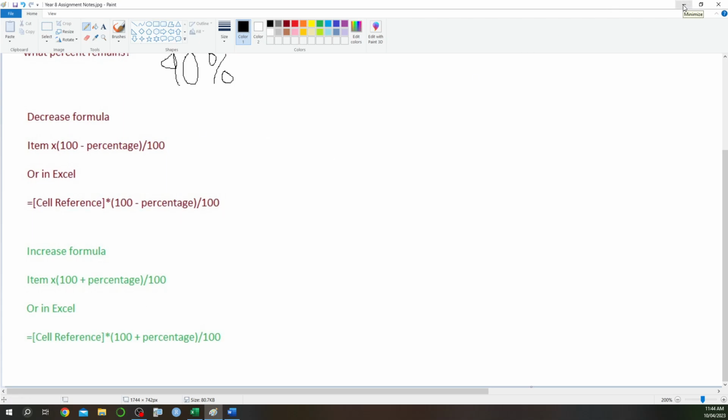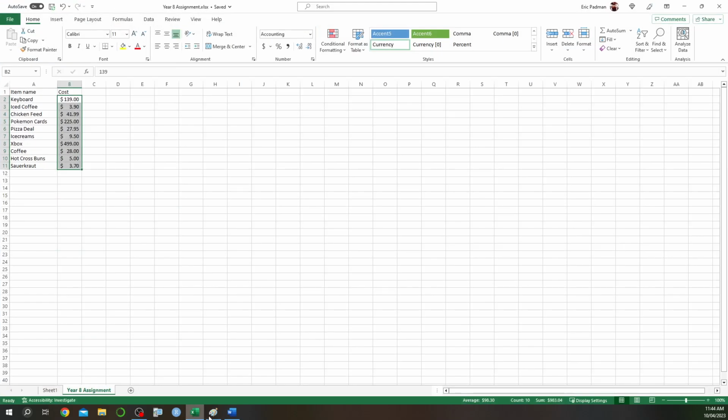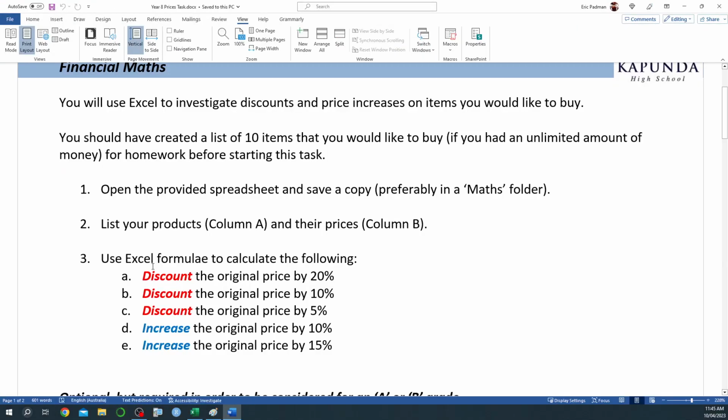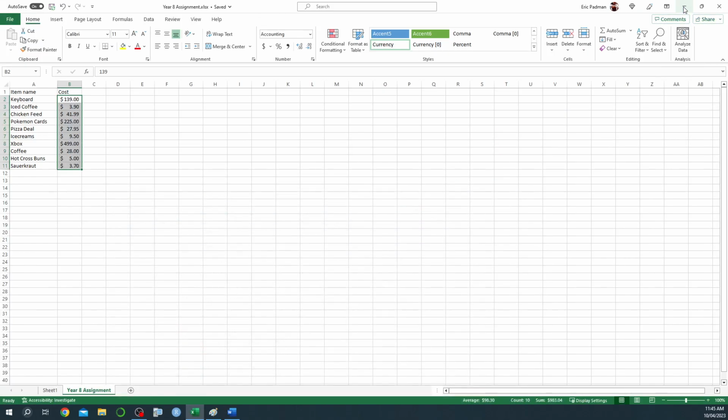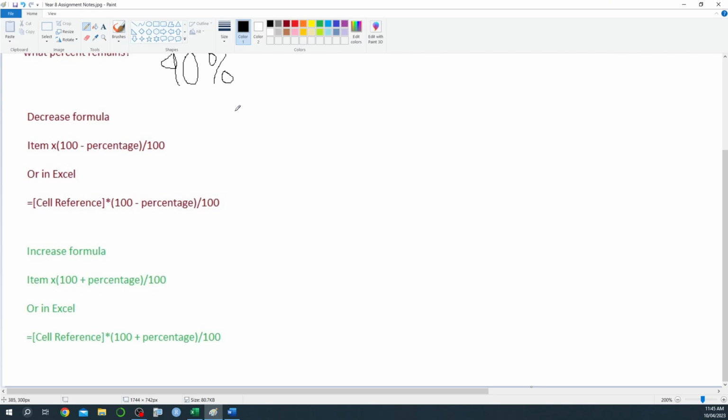Let's have a look at some of the numbers in our assignment. So we're just going to have a look and we'll pick the first decrease and the first increase. All right, so whoops, not that one. I want word. Okay, so we're having a discount, which is a decrease. All right, so discount by 20%. Let's have a look how that works. All right, if I go to my formula, go to that one. I might type this one actually.